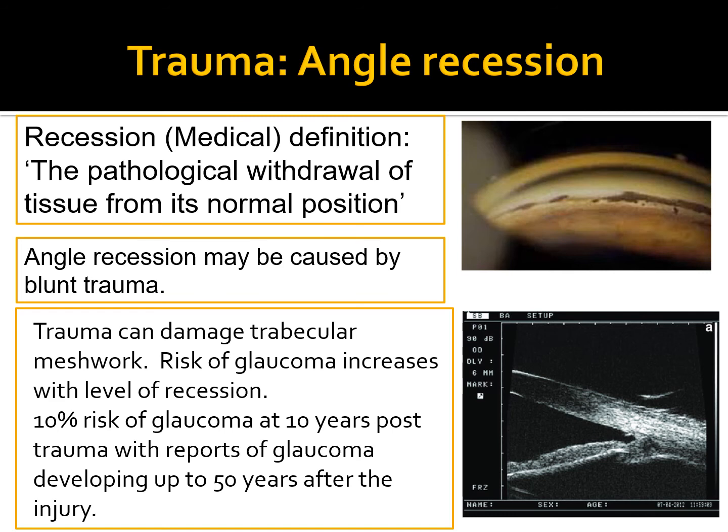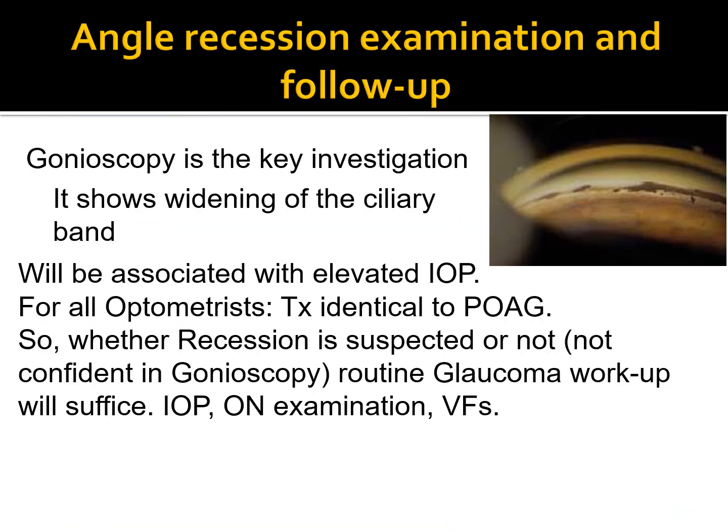Gonioscopy is the key to investigating this. I don't do gonioscopy. I'm not very good at it, so I wouldn't be doing this probably. It will be associated with elevated IOP, and I think for all optometrists, the treatment again is identical to POAG. So if we haven't done gonioscopy but the pressure's high, not a lot lost really there. So whether recession is suspected or not, routine glaucoma workup would be sufficient, I would suggest.